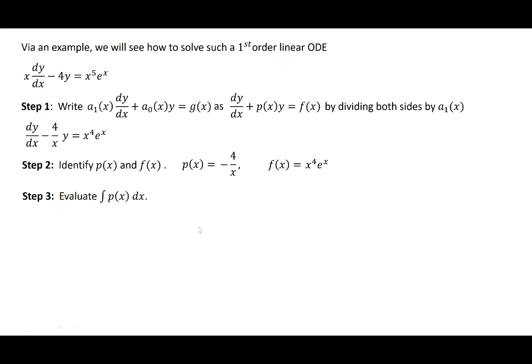Okay. Evaluate the integral of p of x dx. What is p of x? Oh, negative 4 over x. Cool. So that's the integral of negative 4 over x dx. When you evaluate that, you get negative 4 natural log of x, which, based on properties of logarithms where the coefficient becomes the exponent, we can write as natural log of x raised to negative 4.